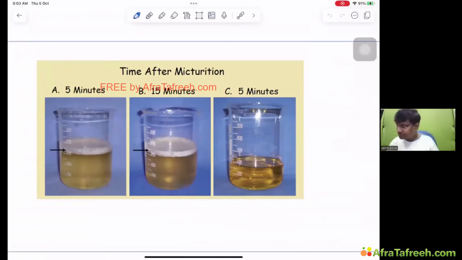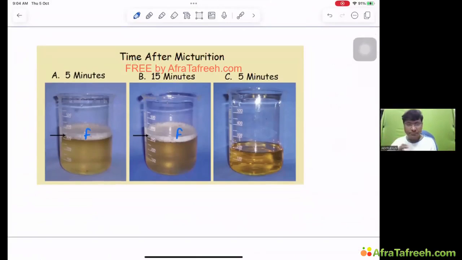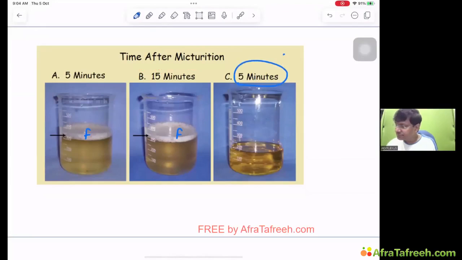Now, this is what is froth, that white color you are seeing over the urine sample. That is nothing but froth. So how will you differentiate a urine sample containing an excess amount of protein forming a froth from a urine sample with froth without protein? You need to collect the urine sample and place it in the flask for 5 minutes.